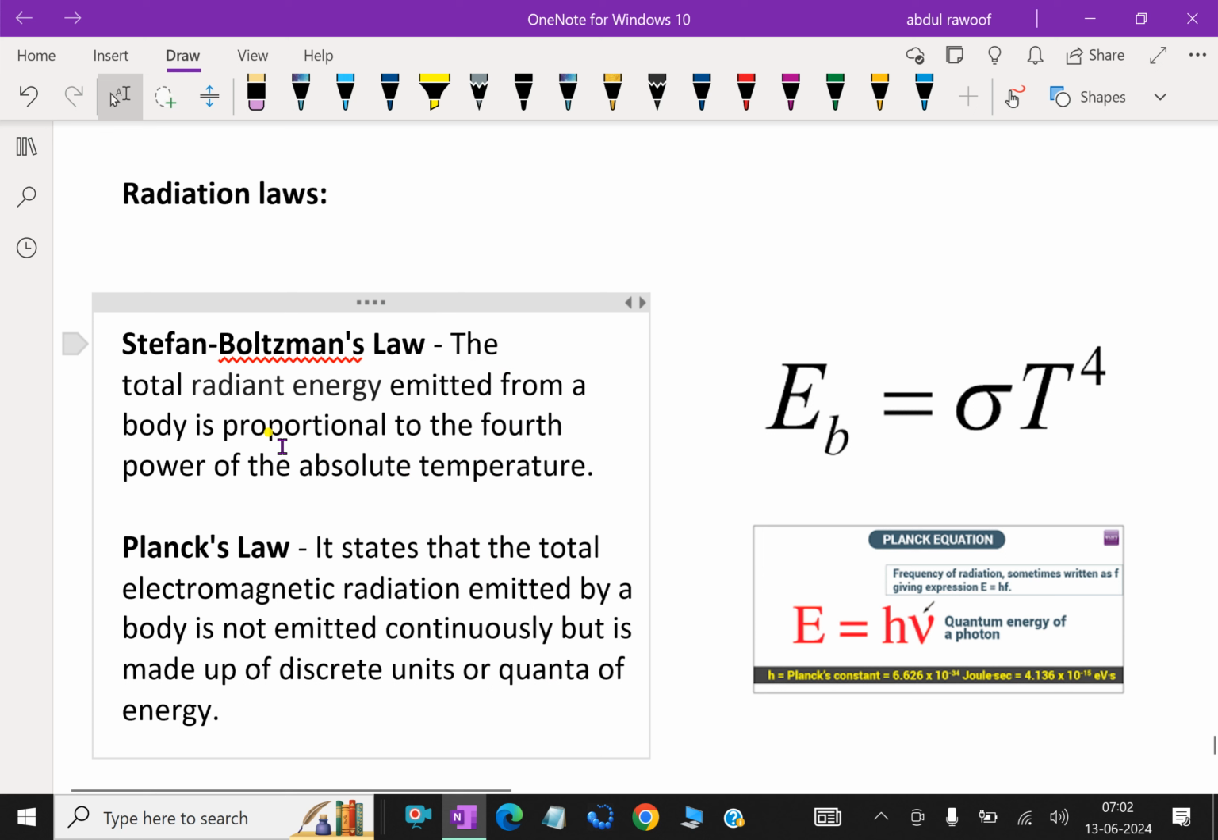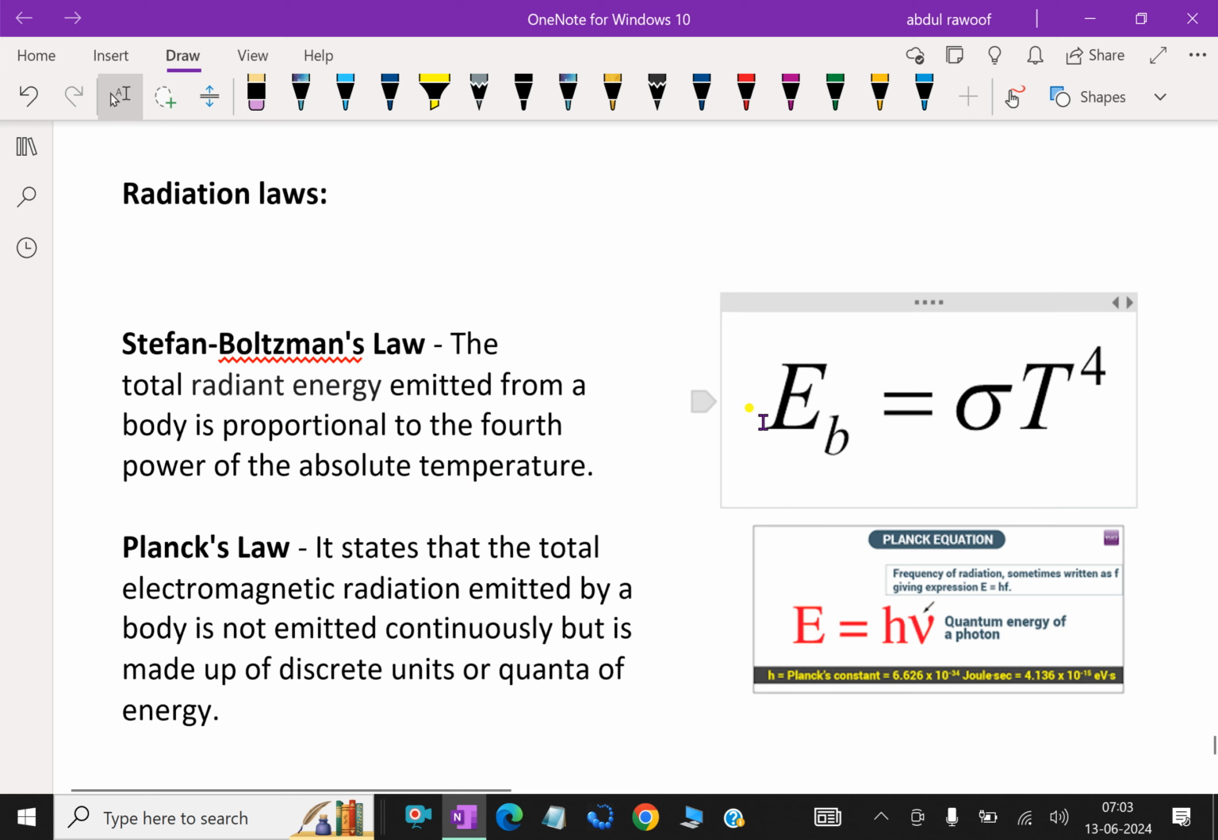First, the Stefan-Boltzmann law. The total radiant energy emitted from a body is proportional to the fourth power of the absolute temperature. Energy is equal to sigma T power 4, where sigma is the Stefan-Boltzmann constant and T is the temperature in Kelvin.